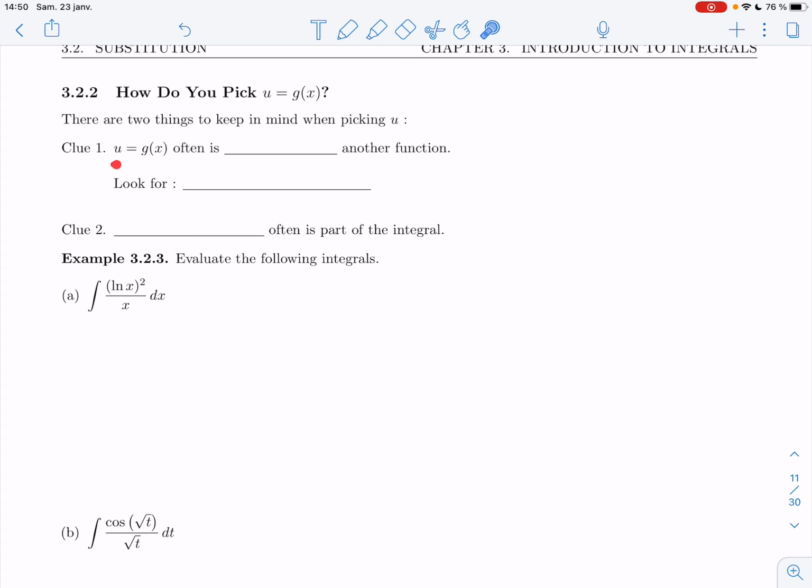So often u equals u of x is inside another function. Remember, substitution is really chain rule applied to integrals, and so g of x in the chain rule is inside the outside function. The same thing here, if it's inside another function. So you need to look out for brackets, so something that's inside brackets. It could be in an exponent. It could be inside a root. And it could be in a denominator.